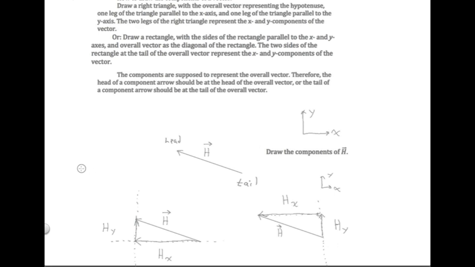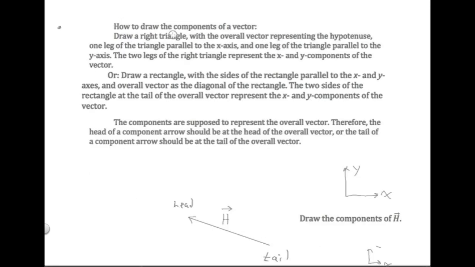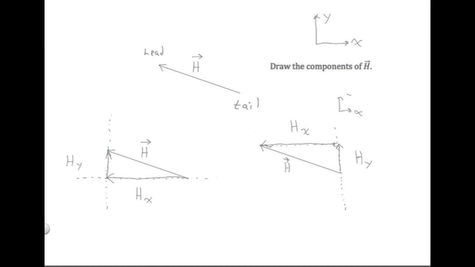Now there's another method that is also occasionally used called the rectangle method. So let's see how to execute that method. The other possible method is a rectangle method, where the sides of the rectangle represent the components and the diagonal of the rectangle represents the overall vector. So let's try that method. And again, we'll base that off of this vector. So let's copy that.